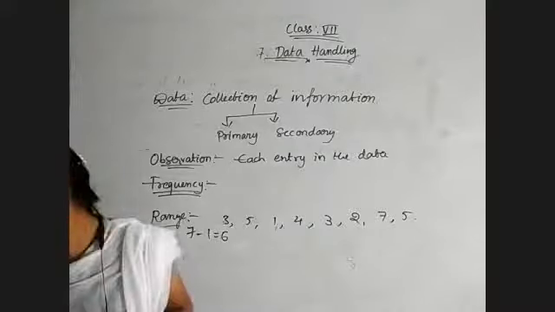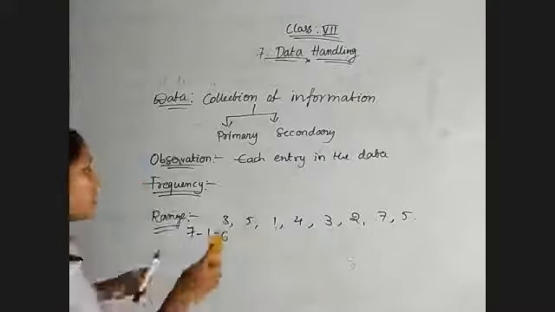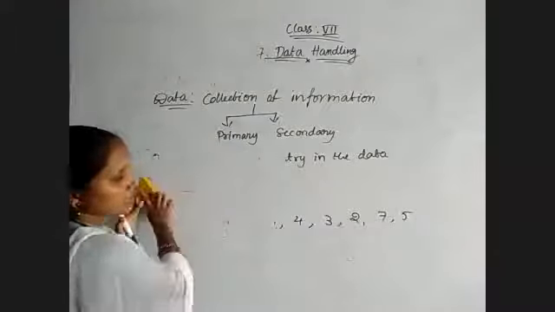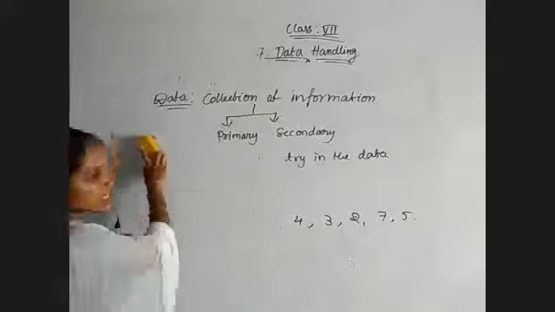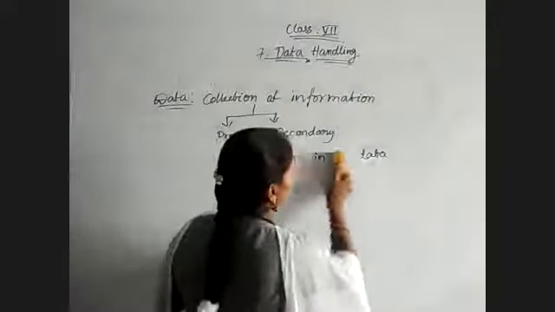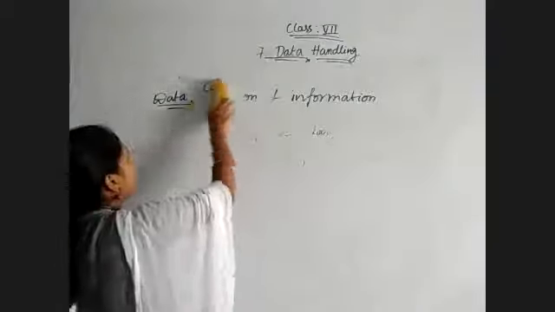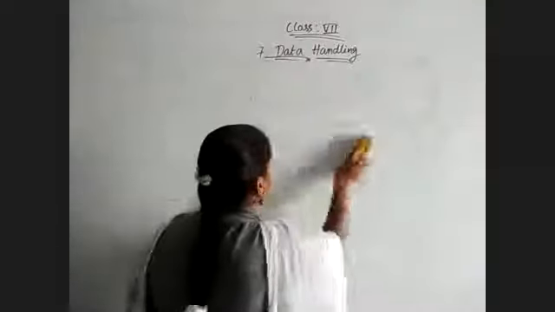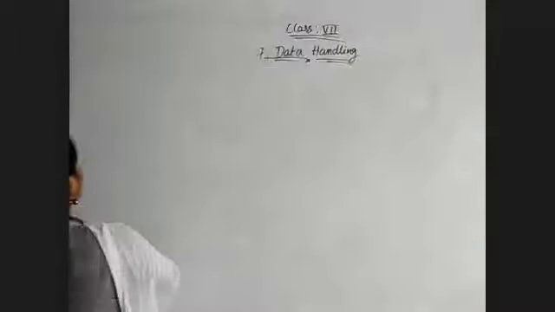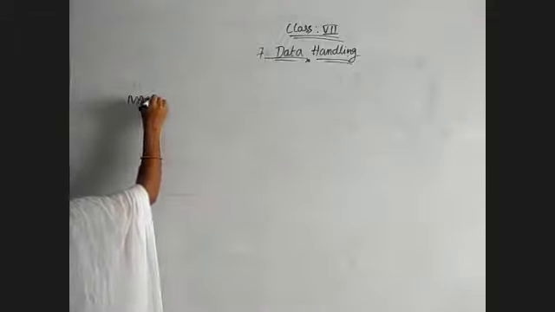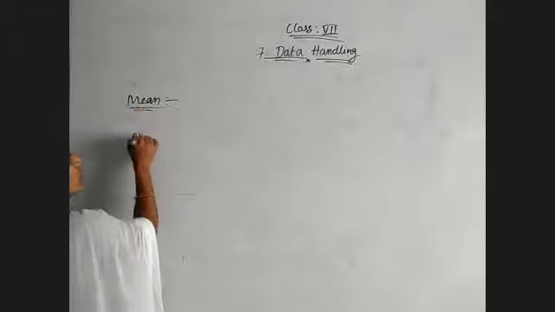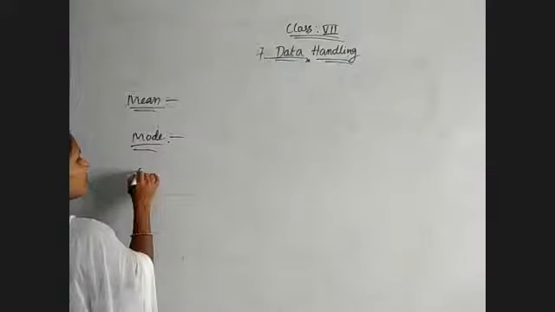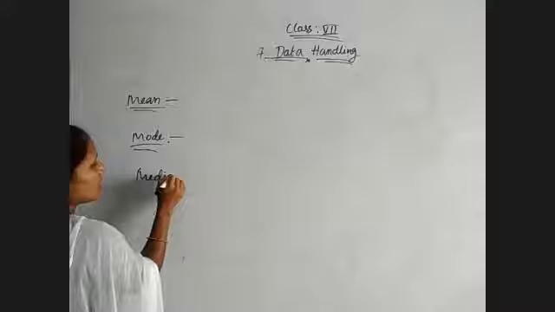And now, measures of central tendency of the data. So data can be represented through 3 different central tendency methods. Those are mean, median and mode. Mean, mode and median. These are the measures of central tendency of the data.